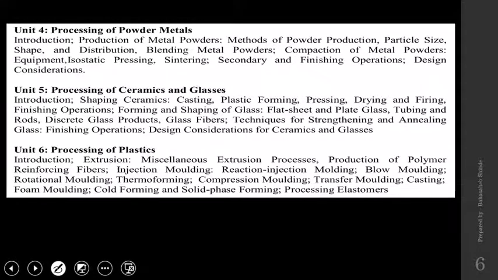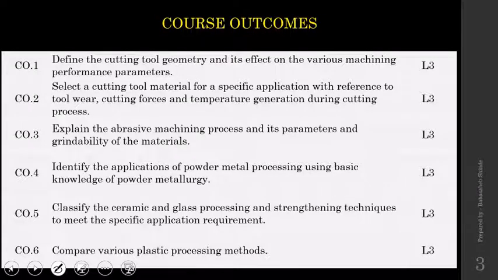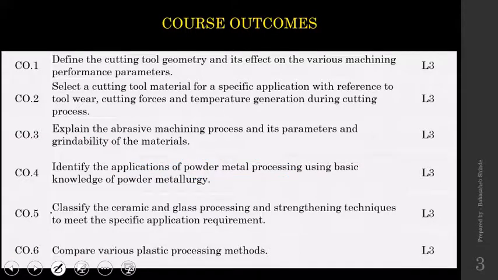So in that unit, we are going to study the various processes used, various process parameters and their properties. And once you have studied that unit, what you are supposed to do is identify the applications of powder metal processing using basic knowledge of powder metallurgy. Because you have studied powder metallurgy thoroughly, we know where we can apply this powder metallurgy or metal powder processing, and if you can do that, the CO4 will be attained.